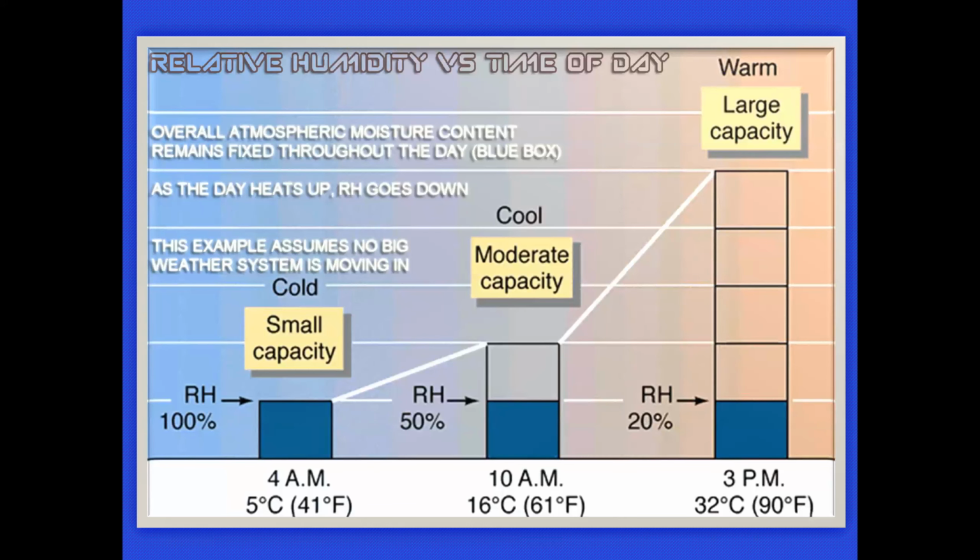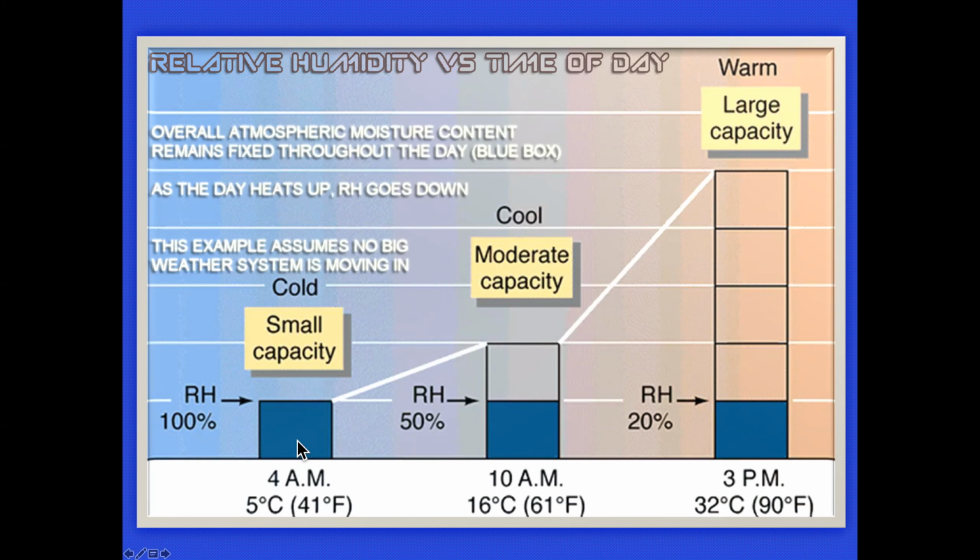And here's the idea. This is not from your book. It's frankly a very old graphic, but it still gets the point across, I think. The blue represents the amount of moisture in the air. Notice how it doesn't change. But what does change is what? The temperature. At 4 in the morning is 5 degrees Celsius or 41 Fahrenheit. At 10 a.m. is 16 or 61. At 3 p.m. is 32 or 90. So this warm air can hold 5 times more moisture than the air at 10 o'clock, which can hold twice as much as the air at 4 in the morning.